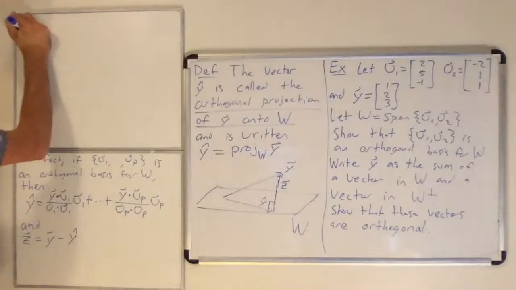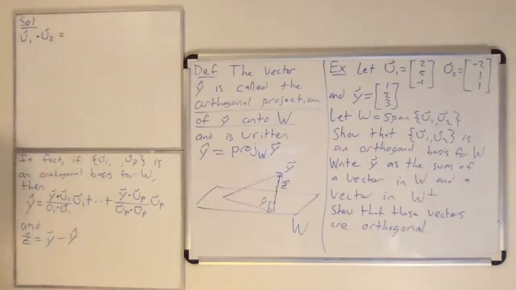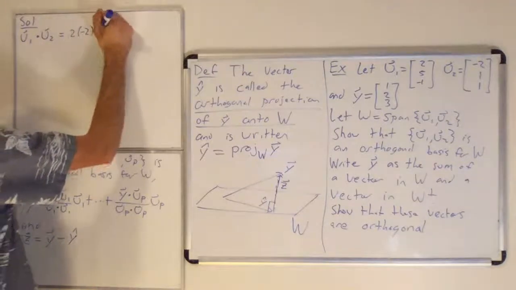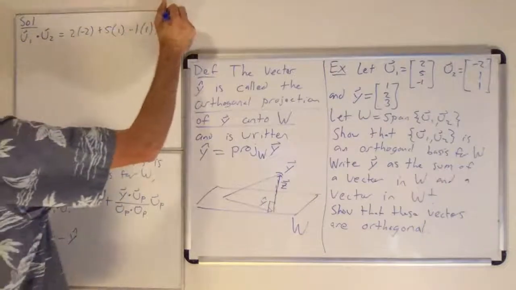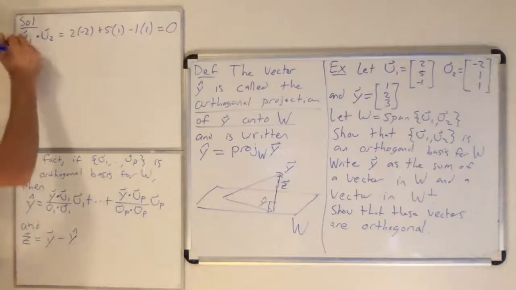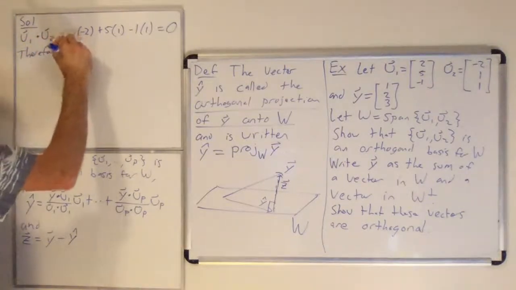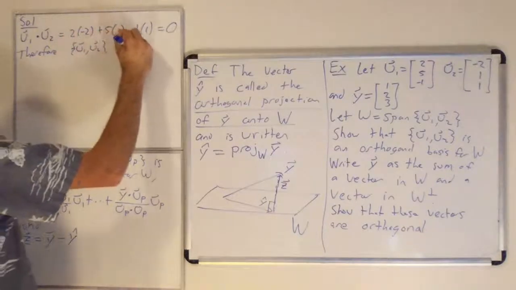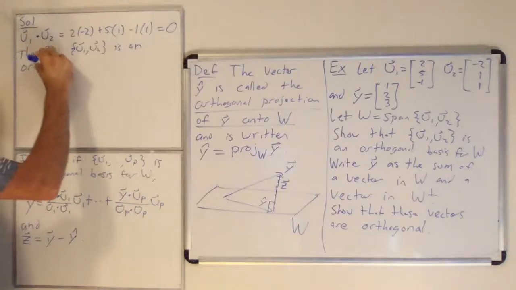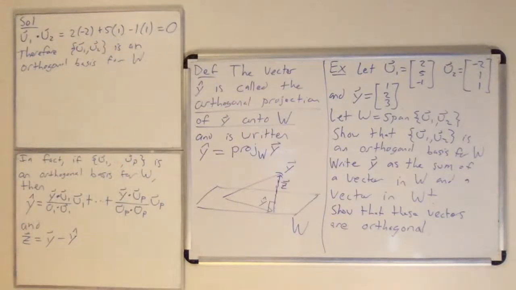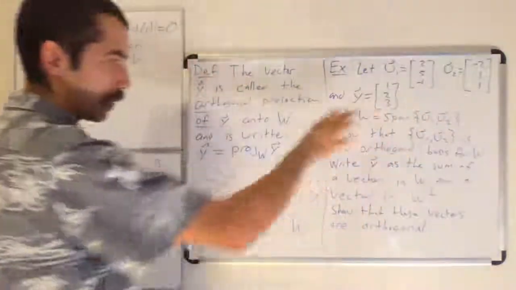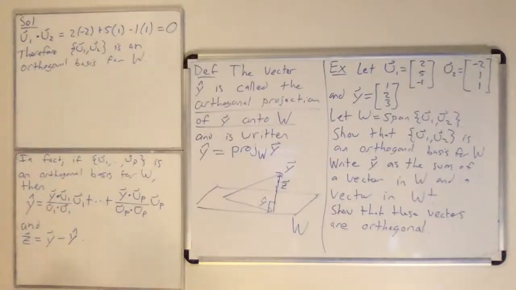So U1 dot U2 is equal to 2 times negative 2 plus 5 times 1 minus 1 times 1, which is negative 4 plus 5 minus 1, which is 0. Okay, good. So therefore we have an orthogonal basis for W. It's a linearly independent set, you can check that they're not scalar multiples of each other. It spans the whole space, so it's a basis, and it's orthogonal because they're perpendicular to each other. When you take their dot product, you get 0.